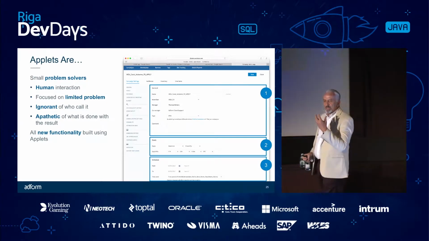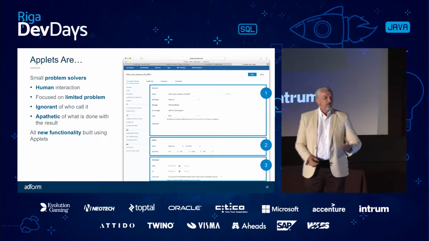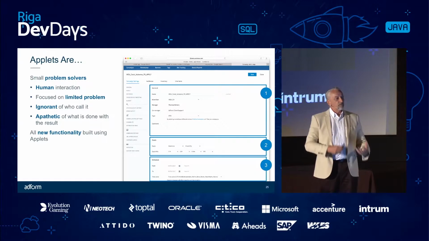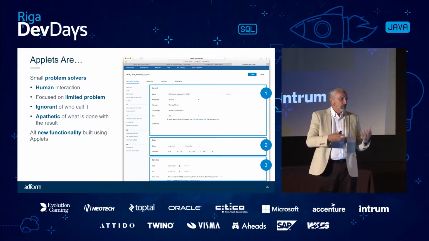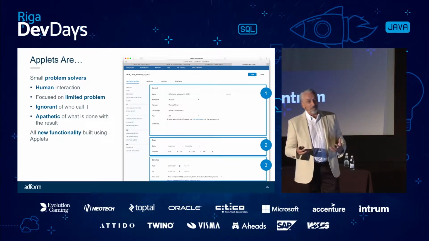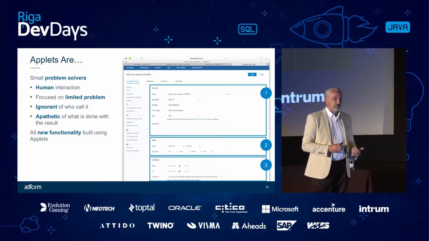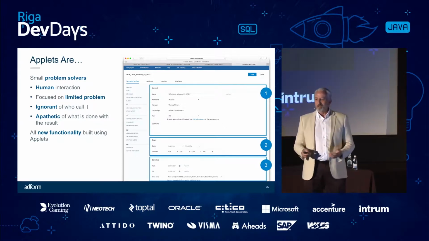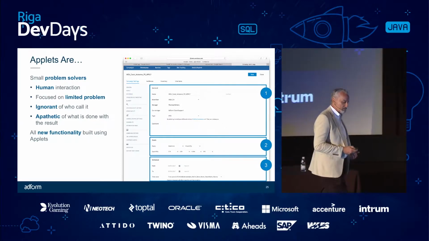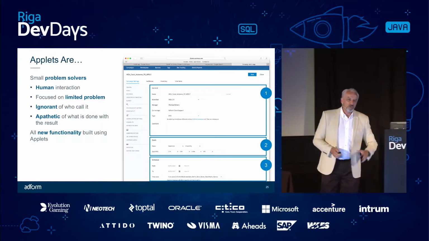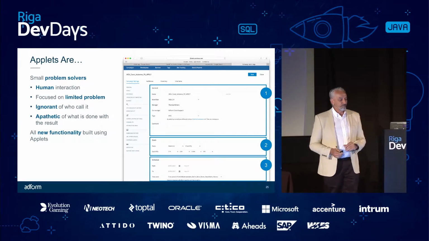But they're essentially ignorant of each other. They have some context injected into them, so they don't care where the context came from. And once they've done stuff, they don't care who gets the result. Okay, just like an ActiveX or an OLE thing. All of our new functionality is being built with applets.